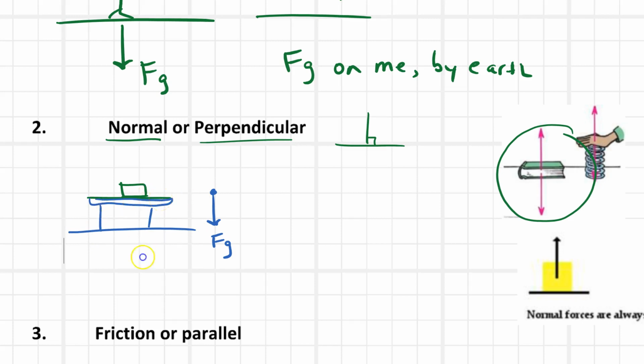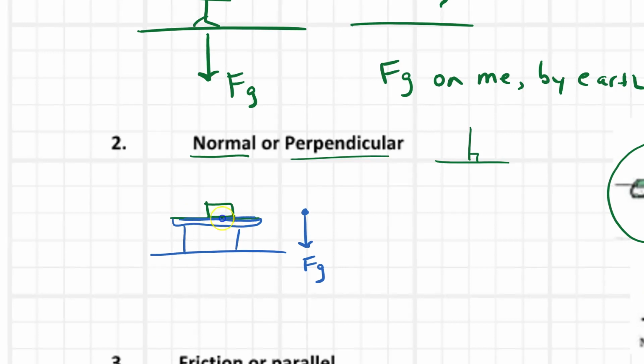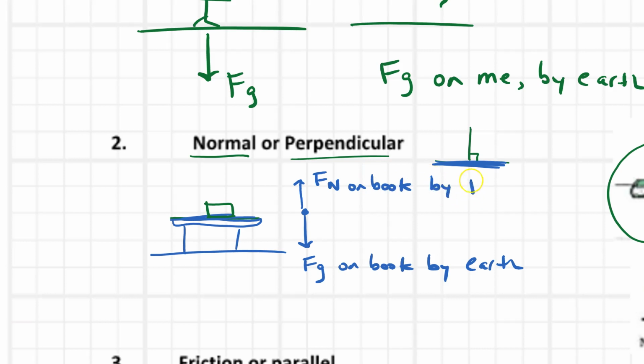Well, if we zoomed in on that table and we looked at this surface here, the direction of the force of the table on the book is going to be perpendicular to the surface. Perpendicular or normal. So this force upwards is the force of the table pushing up. So I'm going to say this force of gravity is on the book by the Earth. And this normal force or perpendicular force is on the book by the table.